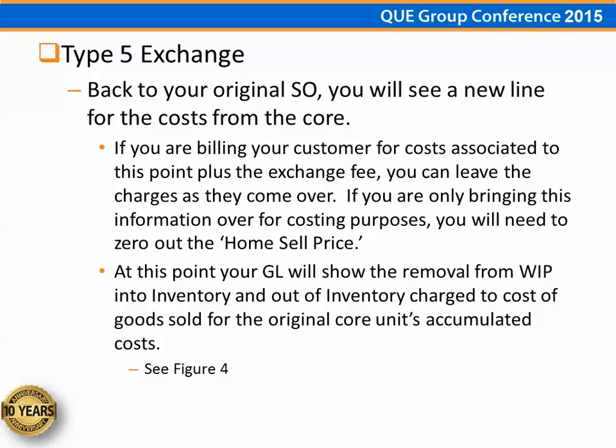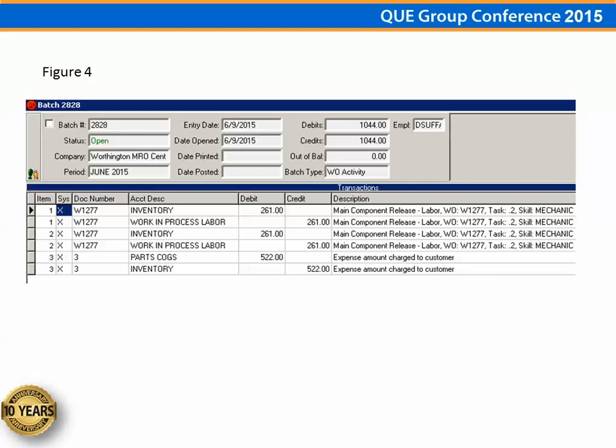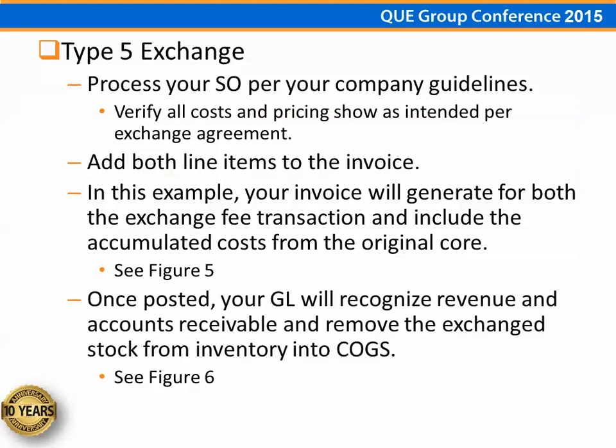Your GL will now show a removal from WIP into inventory, out of inventory charged to cost of goods sold for the original core accumulated cost. So that's an example of the GL batch showing the flow. From here, you're done with the work order, and you can just process your sales order per your company guidelines, verify all the costs and the pricing match as intended per your exchange agreement, make sure your headers match, make sure your GL is matched and everything.